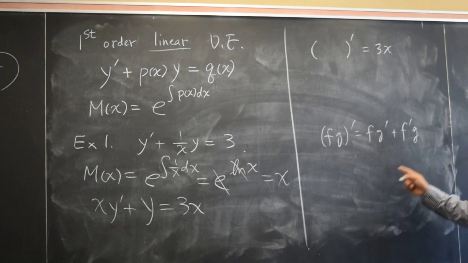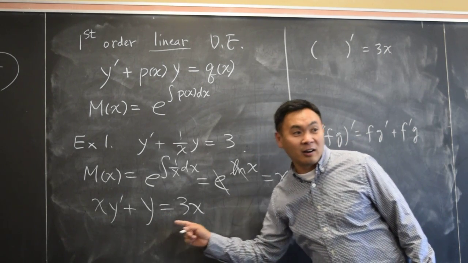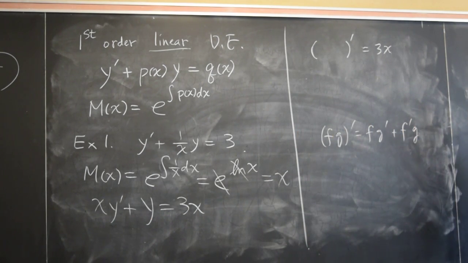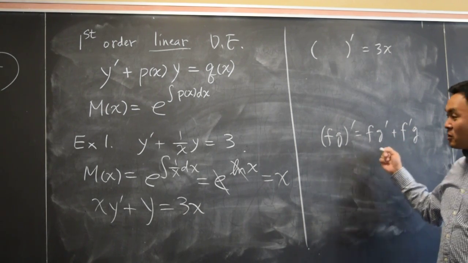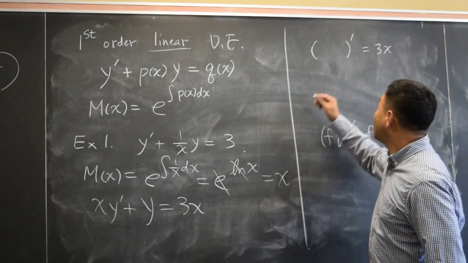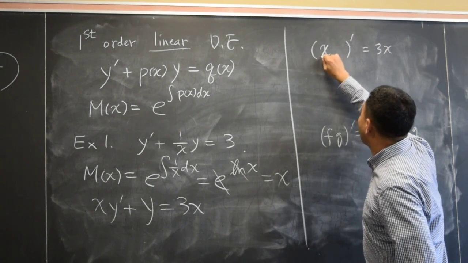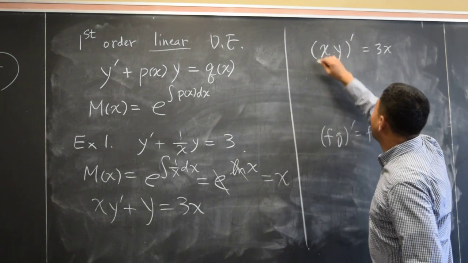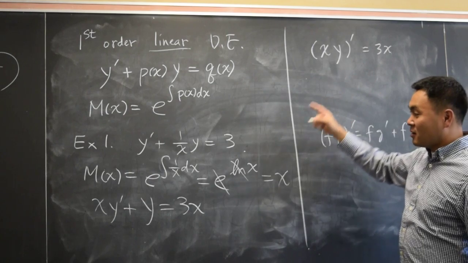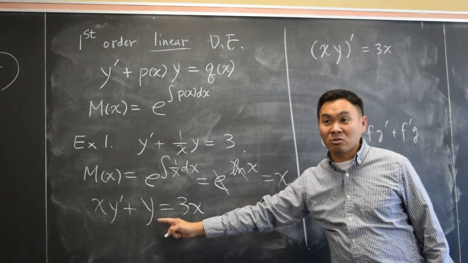So instead of g, what's there? Y is there, isn't it? Instead of f, what's there? X, right? So if you compare this one with the left side, you see that it's actually (x times y)', which is equivalent to the left side.